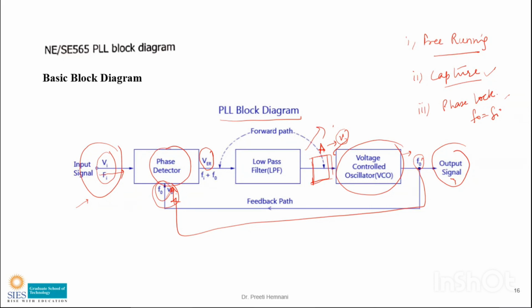So these are the three states, and this is the block diagram of PLL. Is that clear?